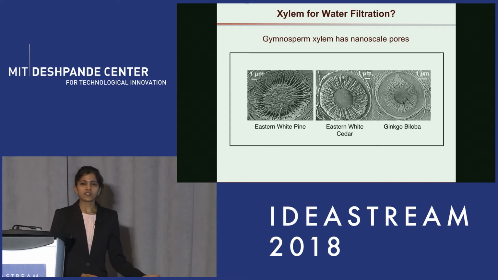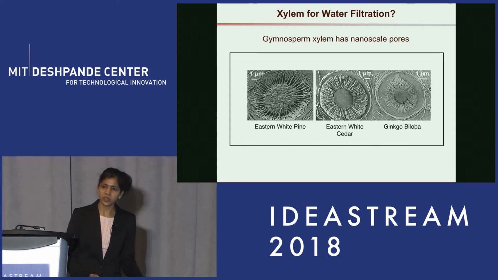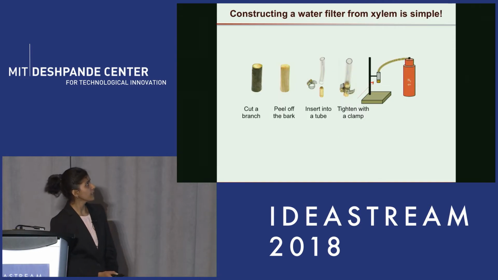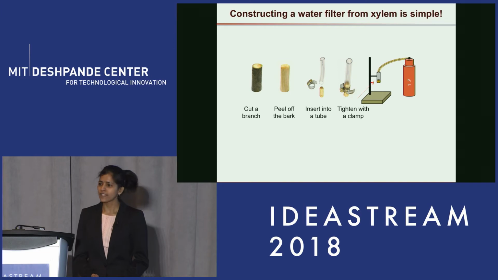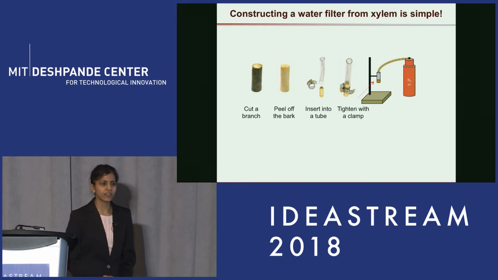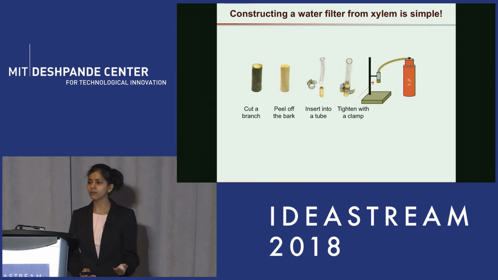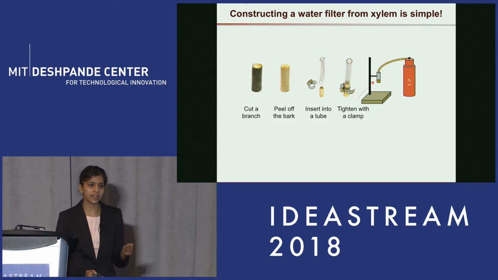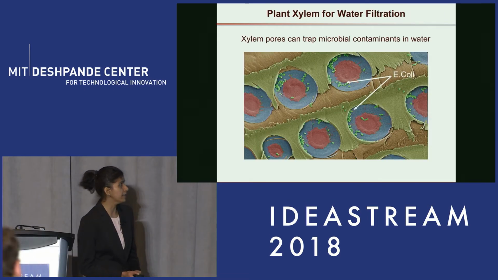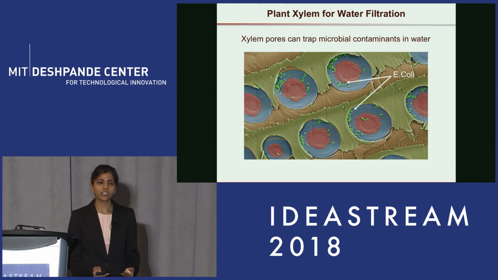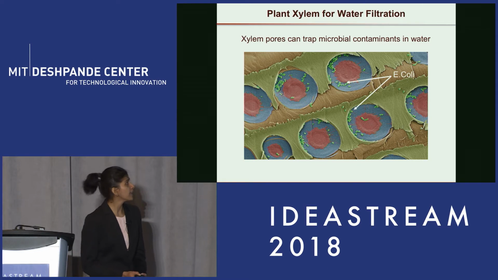So the question that we are trying to ask here is, can we use this naturally available membrane-like material in order to remove microbial contaminants from water? So our initial proof of concept experiments were pretty simple. What we did was just take a piece of branch from a tree, and we peeled off the bark and pressurized water through it with the help of a nitrogen gas cylinder. And we were able to remove 99.99% of E. coli by using this simple method.